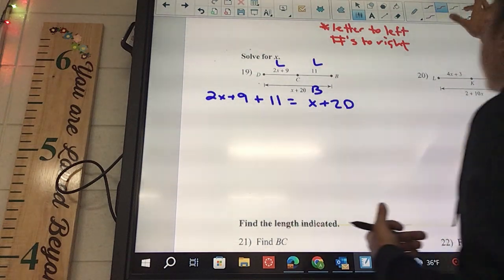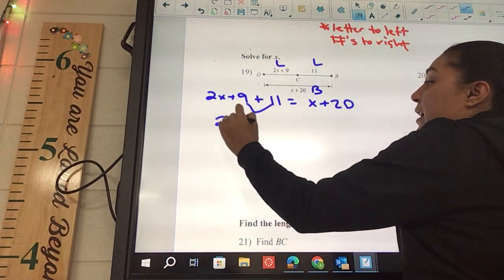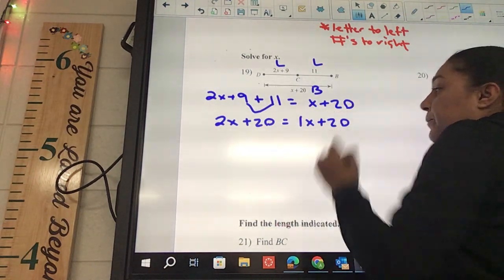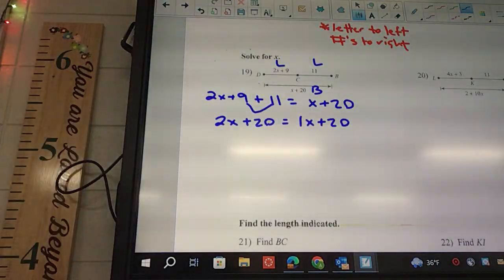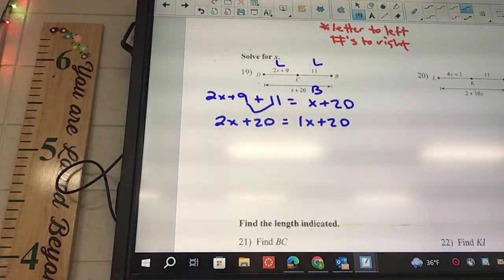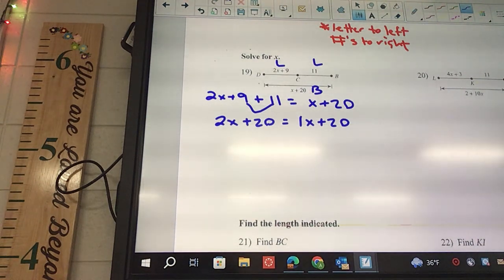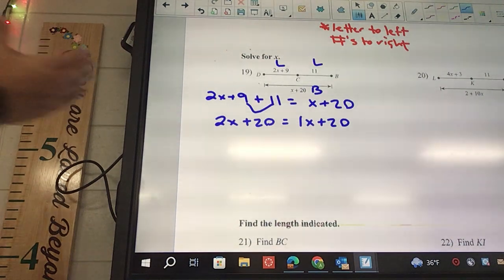What is 9 plus 11? 20. So I'm gonna get 2x plus 20 equals 1x plus 20. Just for a refresher, is the 2x a letter or a number? Letter. If it has a letter in it, the letter trumps the number. What about the 20? Number. What about the 1? Letter. And the other 20? It's a number.